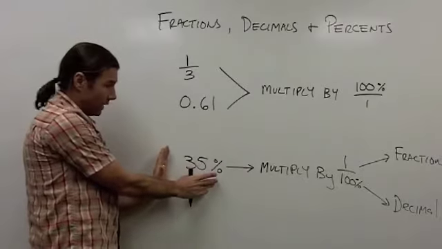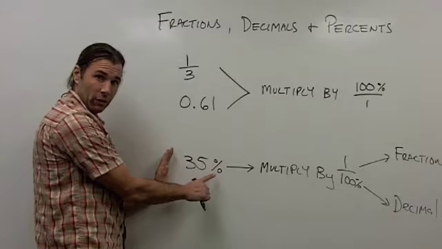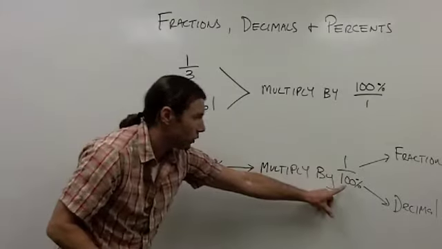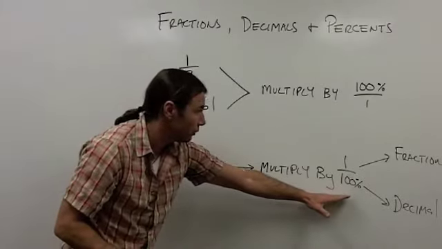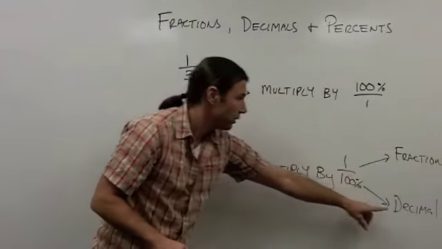If we start with a percent and we're converting it to fraction or decimal, we want this percent symbol to divide out. So we are going to multiply by 1 over 100%, and then from there, if we want a fraction, we'll write it as a fraction, or from there, if we want to write it as a decimal, we would write it as a decimal.